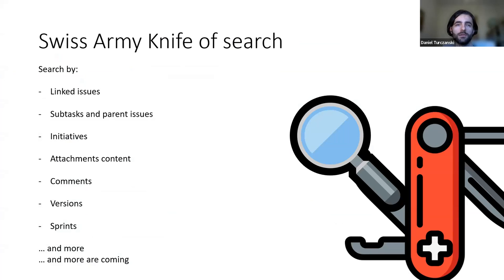You can find parts of the strings in the attachment content. Some people use it, for example, for searching for invoice numbers of the invoices that they attach to the Jira issues. You can search by comments, versions, sprints, and more. And we are constantly listening for user feedback, and we are adding more functionality.